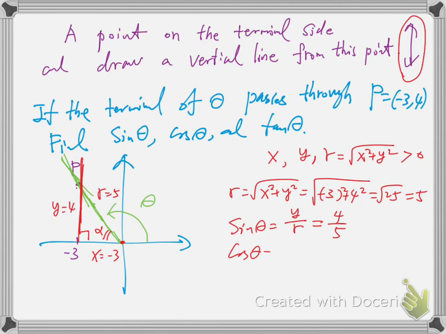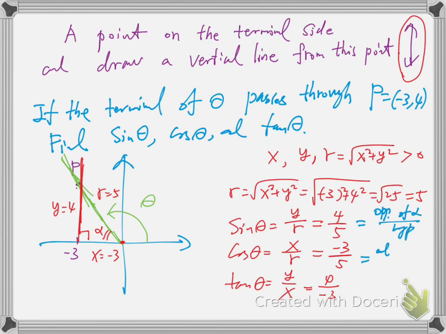And then cosine theta is x over r, which is adjacent over hypotenuse for angle alpha. So this is -3 over 5. And tangent is y over x. So this is 4 over -3. Okay, so for angle alpha, this is opposite of alpha over hypotenuse. This is adjacent of alpha over hypotenuse, and this is opposite over adjacent.